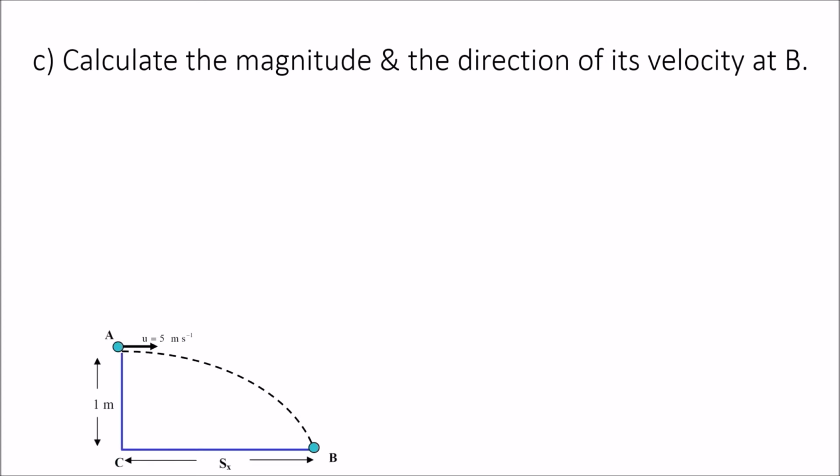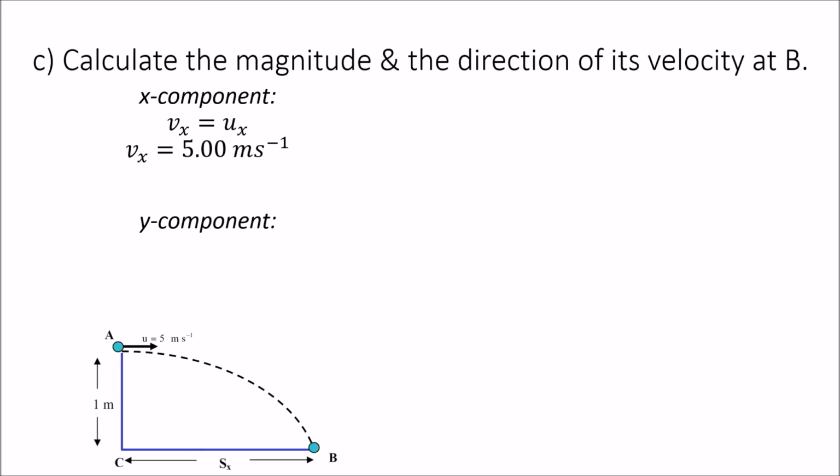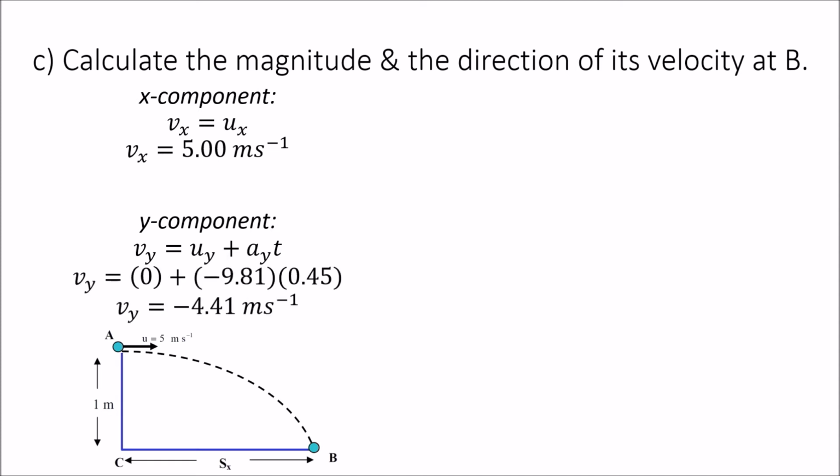Alright, part C here requires you to calculate the magnitude and direction of the velocity at B. Velocity is a vector quantity, so it has both magnitude and direction. So to tackle this question, we shall resolve the velocity into x and y components. For the x component, we know that Vx is equal to Ux, which is equal to 5 meter per second. As for the y component, we have to use the linear motion equation to get Vy. In this case here, we'll be using v equals u plus at. Substitute the information required and you will get Vy equals negative 4.41 meter per second.